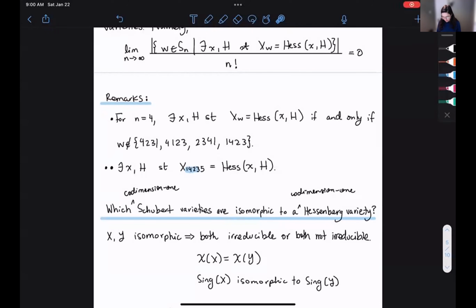Now, the third one is, okay, if you have two isomorphic varieties, their singular loci should be isomorphic as varieties. And for Schubert varieties, the singular locus has been studied, lots of tools. Now, that is not the case for Hessenberg varieties. So these are going to be the two most important tools, but in doing so, we will have to discuss the singular locus of a codimension 1 Hessenberg variety.